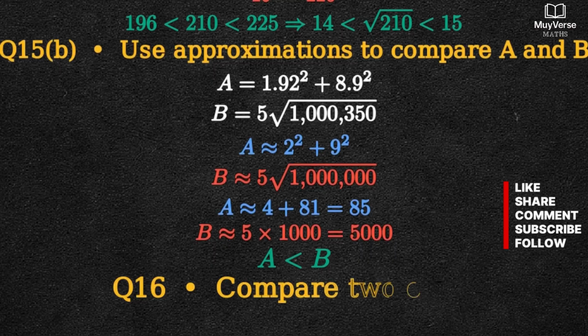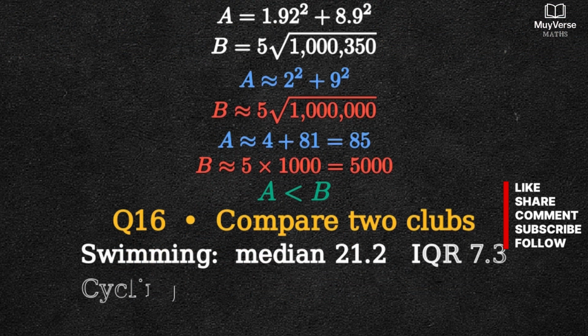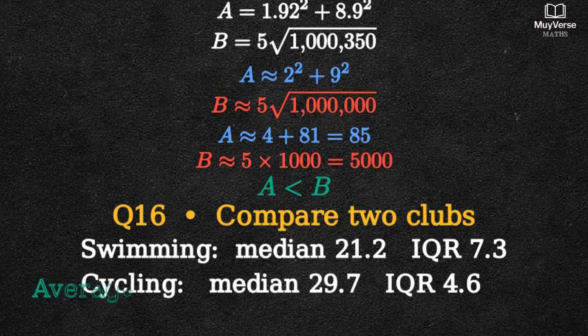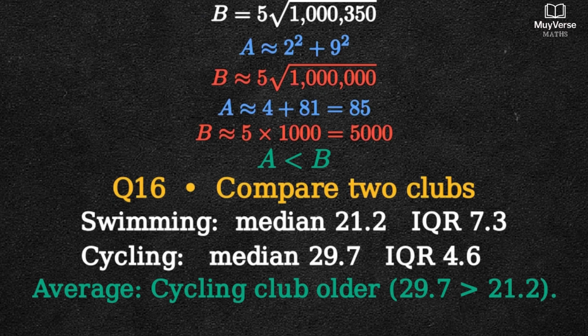Question 16. Compare the average age and the consistency from the given medians and interquartile ranges. First, state the data. The cycling club has a higher median, so a higher average age. A smaller interquartile range means more consistent. The cycling club has the smaller spread, so it is more consistent.